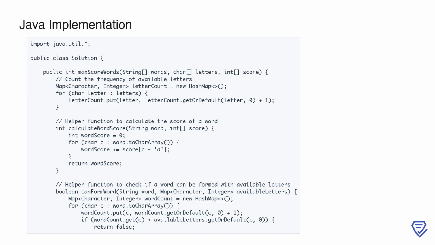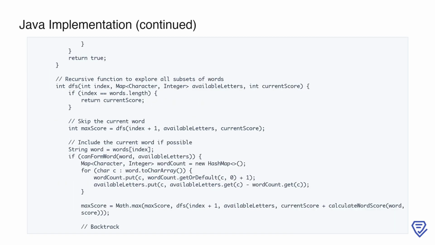We then define another helper function called canFormWord. This function determines if a given word can be constructed with the available letters. It does this by iterating through the word's characters, counting their occurrences, and checking if those counts exceed the available supply in our letter map. If any character in the word cannot be formed with the available letters, the function returns false. Otherwise, it returns true. These helper functions set the foundation for solving the problem recursively.